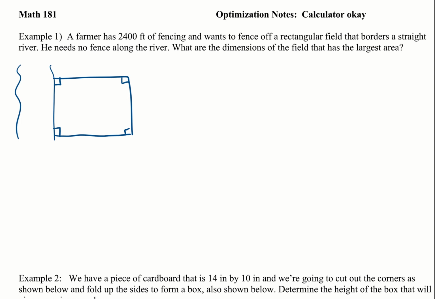And so something we could do is put in some variables here. We want to find the dimensions of this field, and so I can call some of these dimensions x and some y for this rectangle. Then they mention a couple different things. They mention the fence that we have to make, and we also want the largest possible area. So what we'd like to find is the max area.